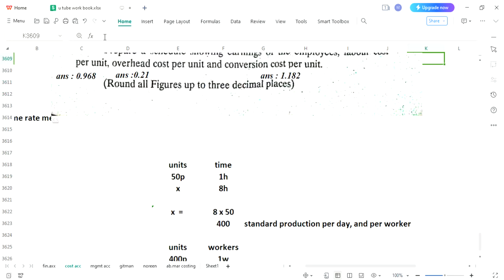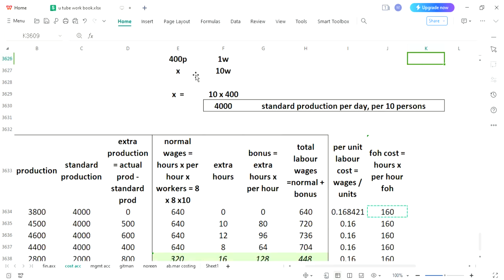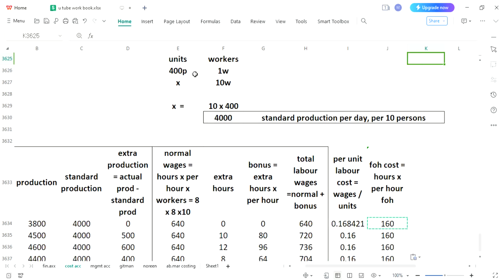In our first option, we were supposed to give bonus on 3 hours. In the second option, we are now giving bonus upon 5 hours. So we need to calculate overhead cost per unit. We will calculate FOH cost per unit.